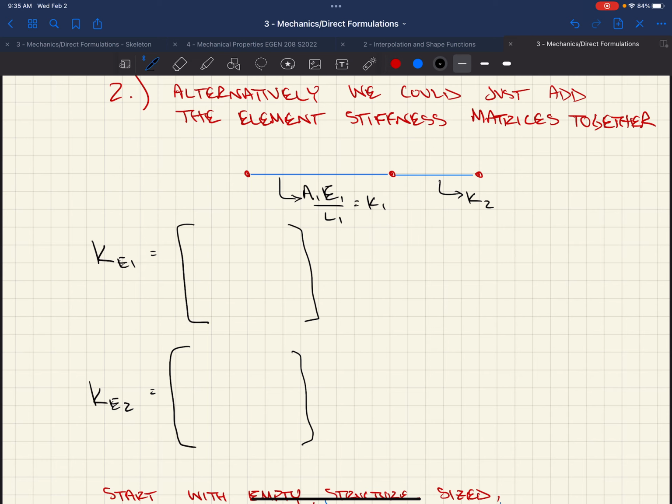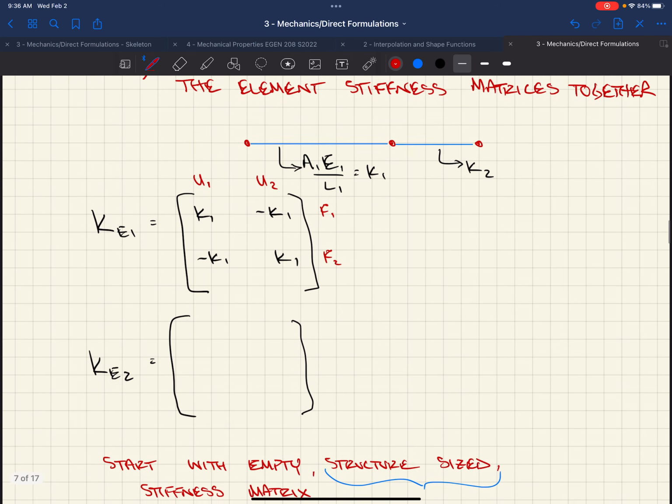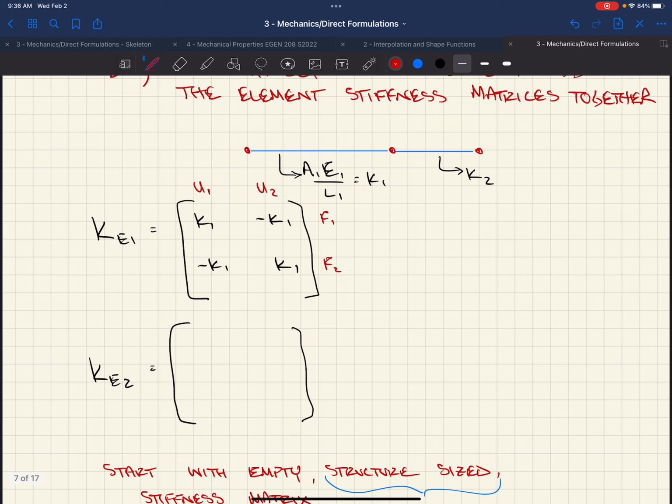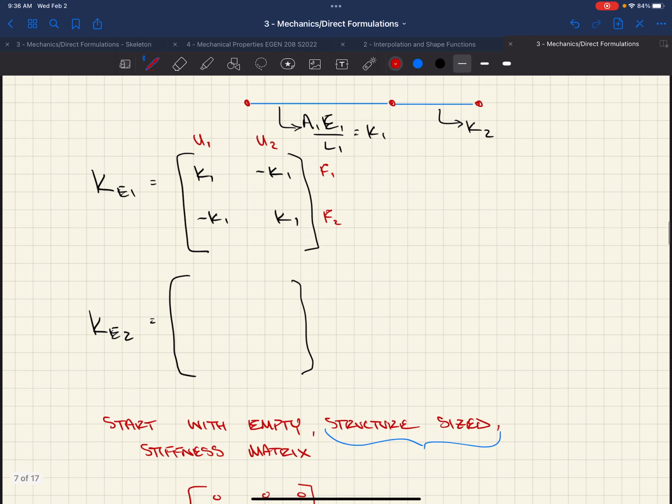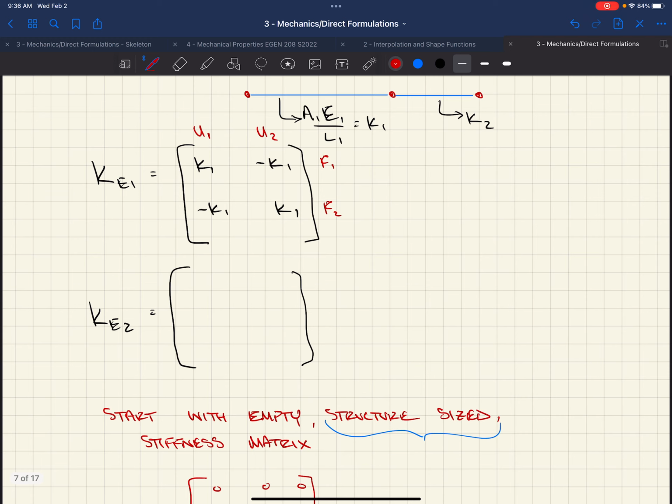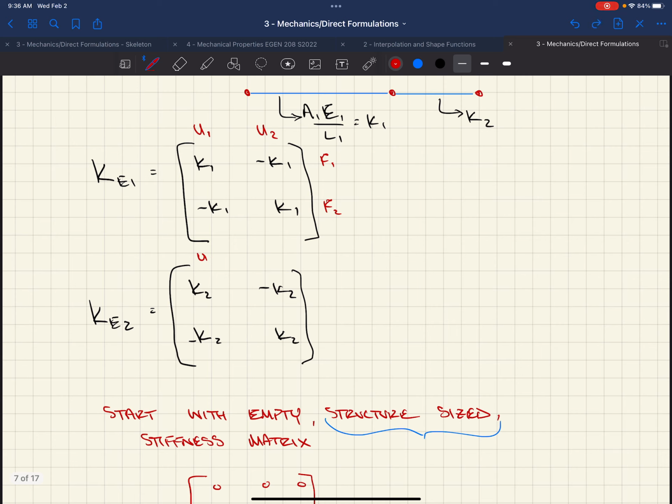So if we looked at element 1 from up above, we've got this stiffness matrix: K1, minus K1, minus K1, K1. And each one of these is a vector of forces that creates a unit displacement at that node, and 0 elsewhere. Same with K2. Well, now we've got K2, minus K2, minus K2, and K2. And again, we've got our displacements associated with that.